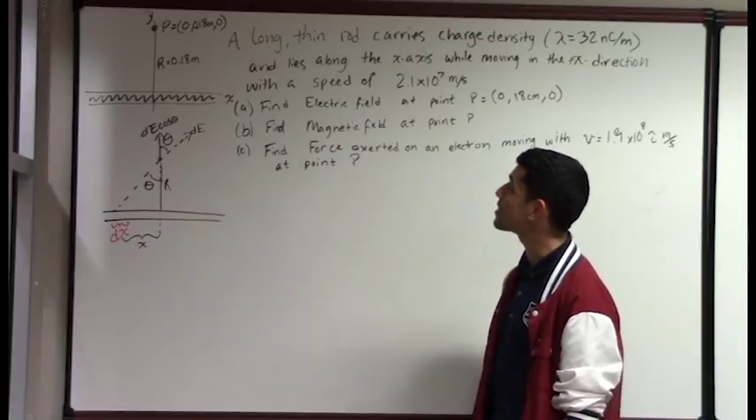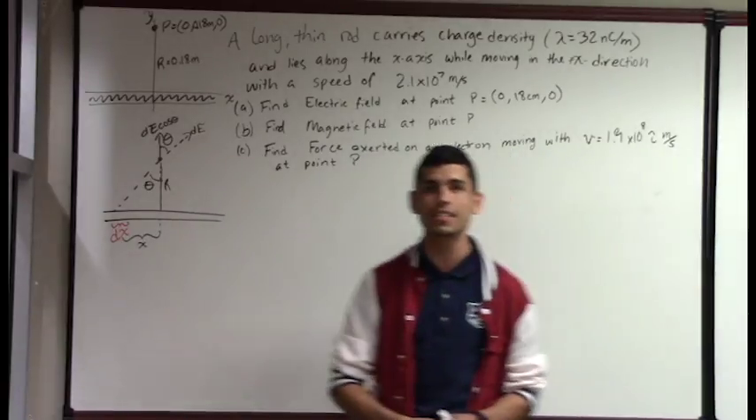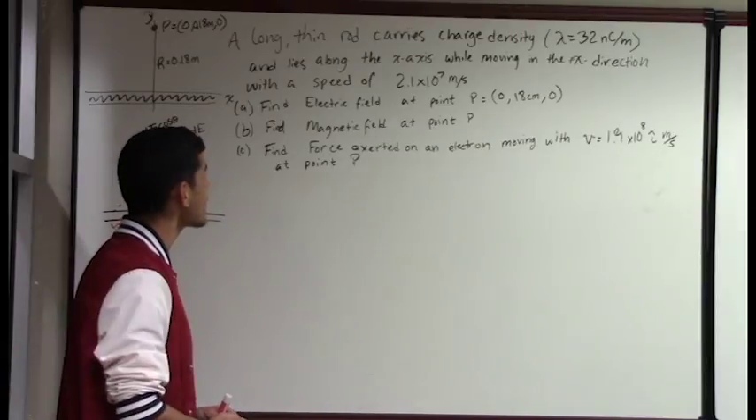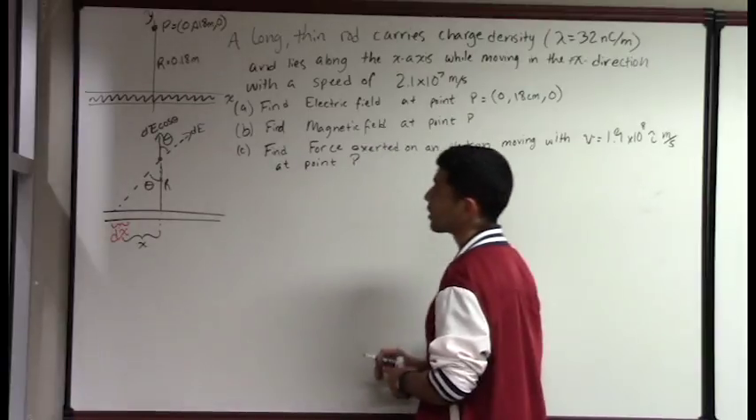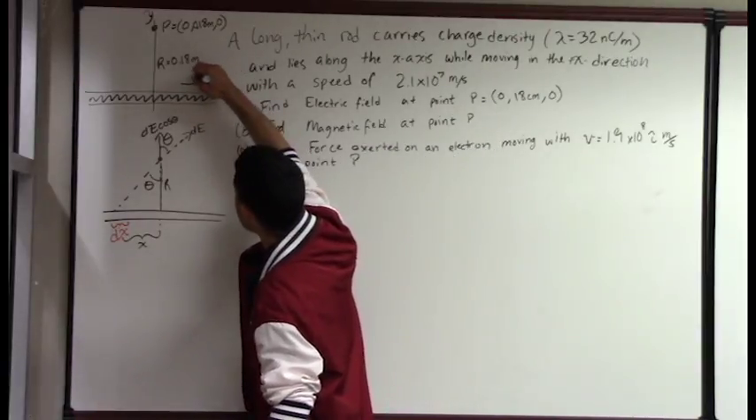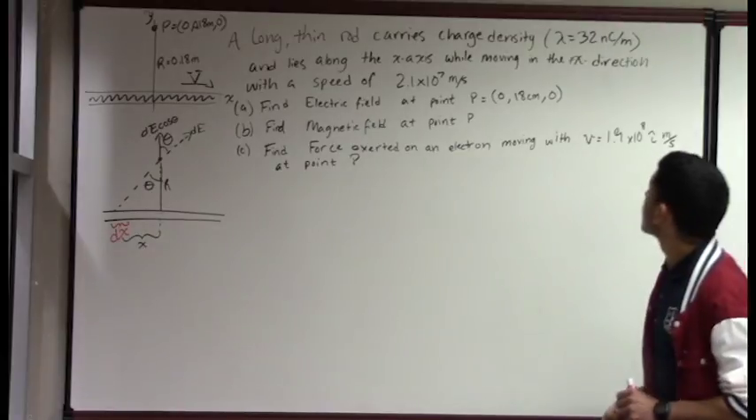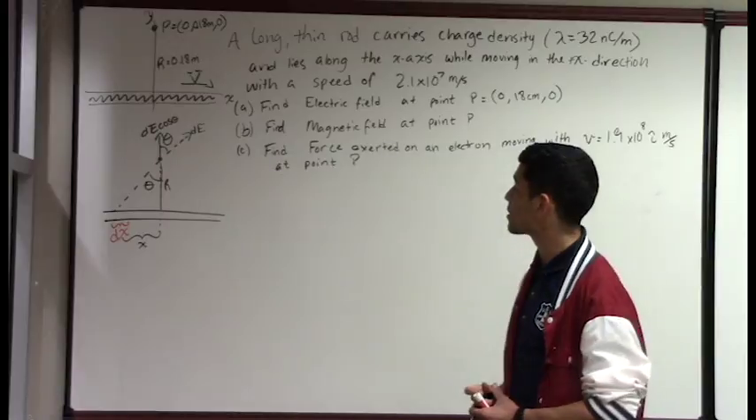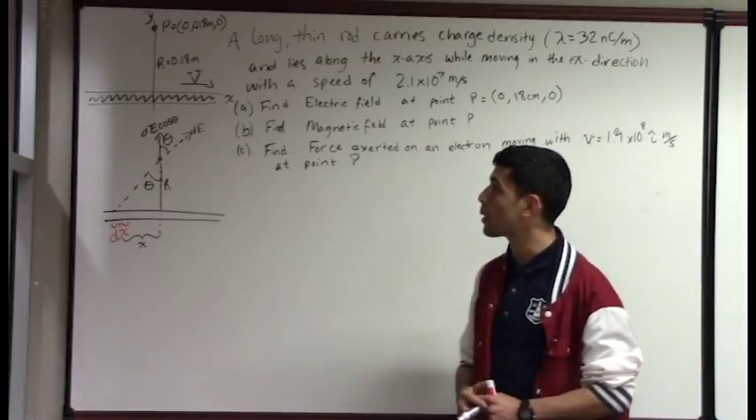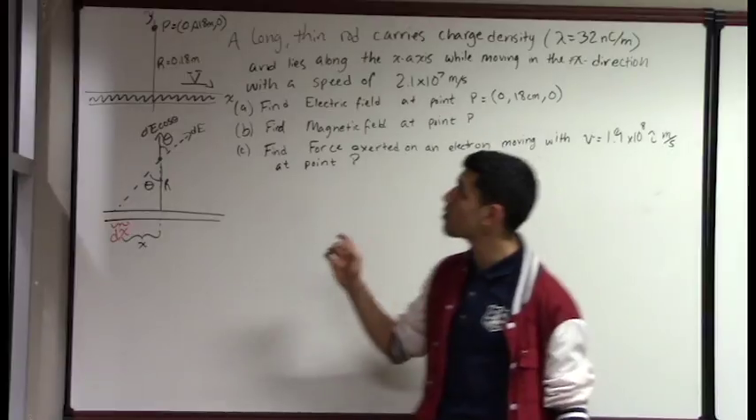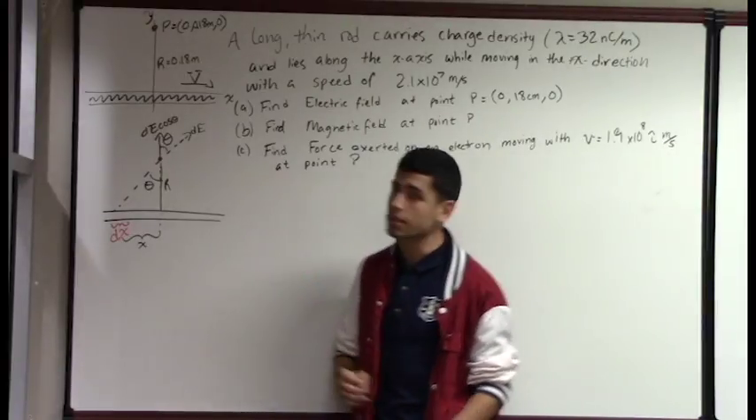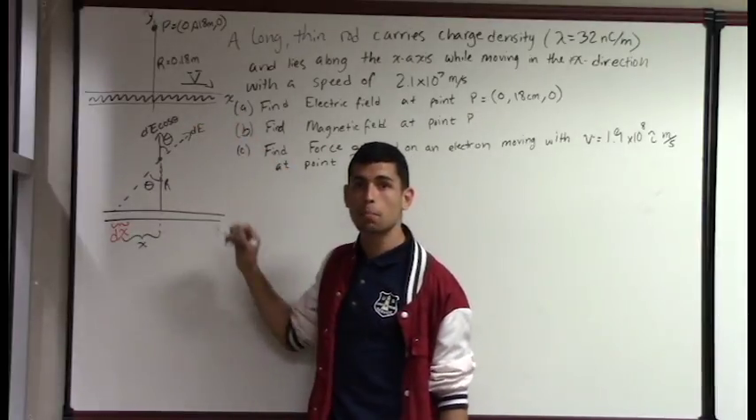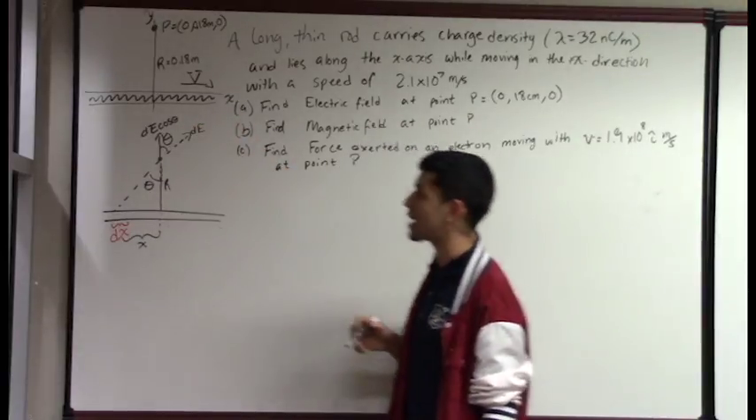The problem states that there's a long, thin rod carrying a charge density of 32 nanocoulombs per meter and lies along the x-axis while moving in the positive x direction. Let's signify that here with capital V, with a speed of 2.1 times 10 to the 7th meters per second. First, we want to find the electric field at point P, where P is equal to (0, 18, 0) centimeters. Essentially that's just along the y-axis, 0.18 meters away from the x-axis.